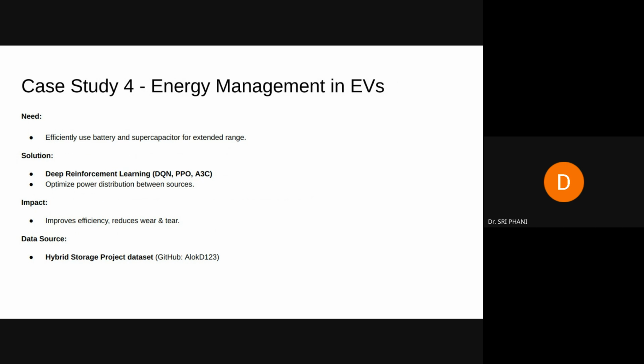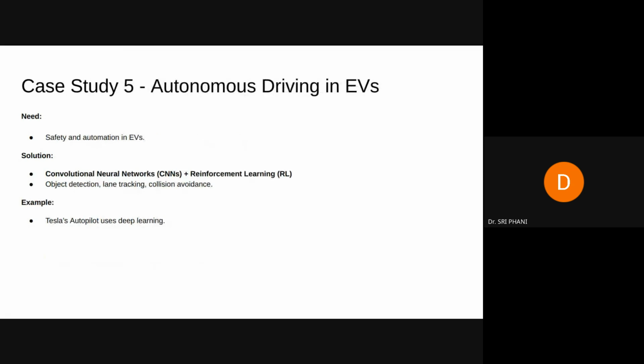Another is energy management in EVs. Here we again used deep reinforcement learning, particularly PPO and A3C, for energy management in EV vehicles. We had one data set available from GitHub, and we took that energy management data set for EV vehicles also.